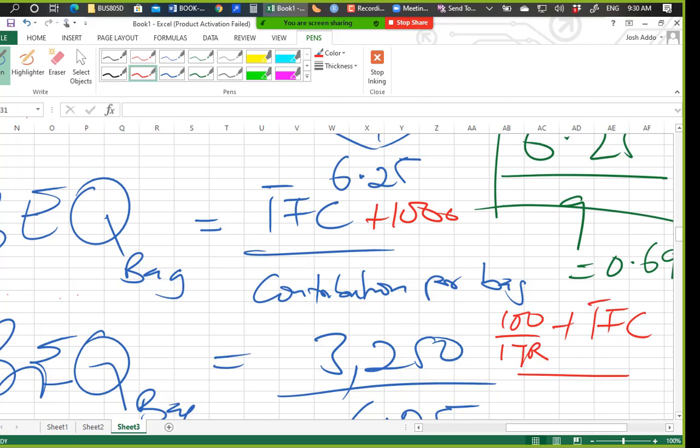So we have learned everything about cost volume profit analysis, single product, multiple product. Any questions so far?